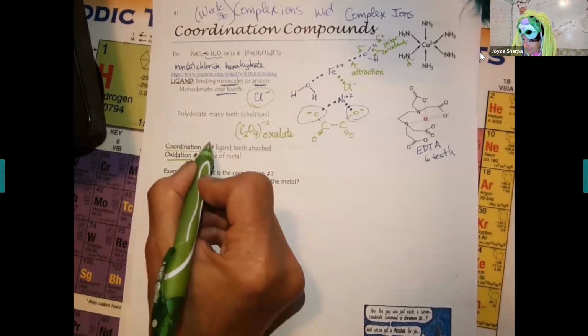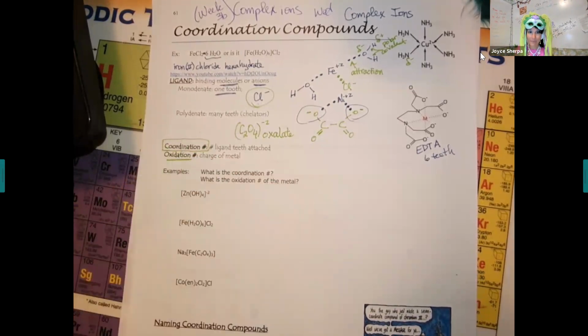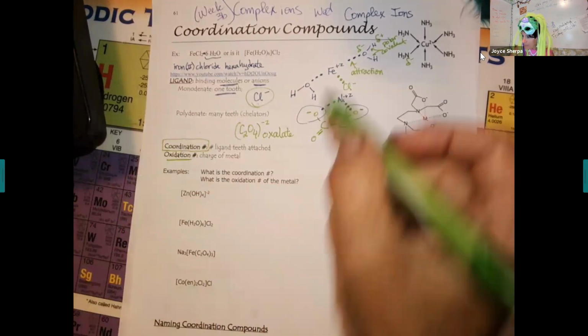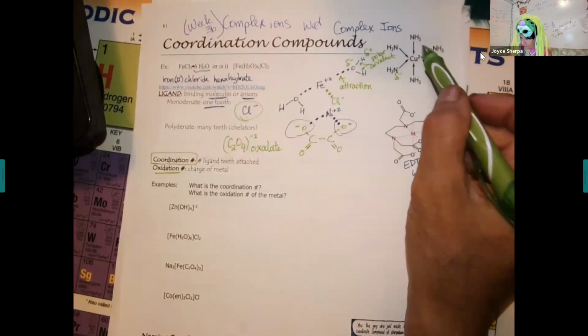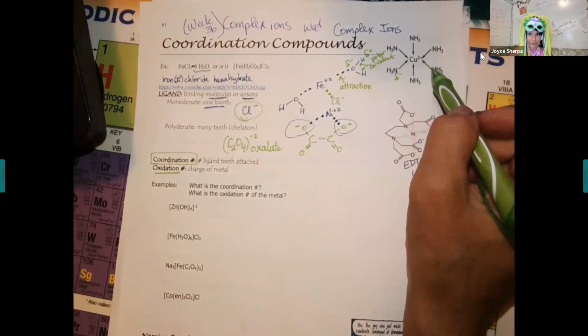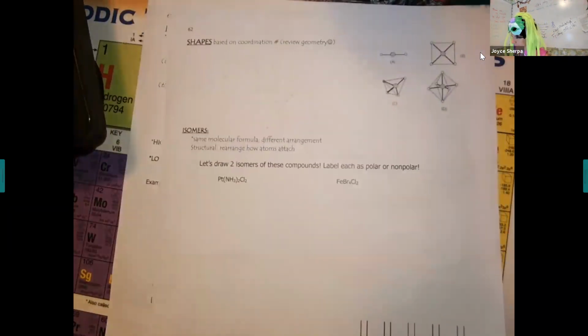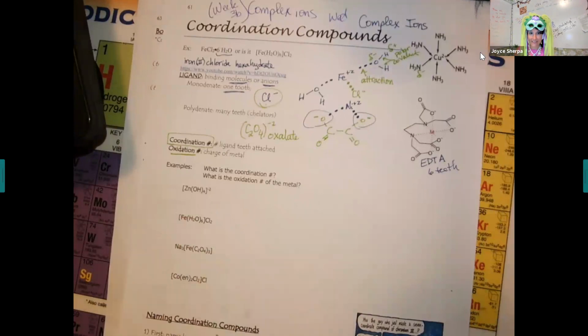And then the other piece that is new is the coordination number. It's how many teeth, how many connections are there. So like here for the copper, there's 1, 2, 3, 4, 5, 6. So there would be a coordination number of 6. So we're going to do it for each one of these. And then we're going to name these.